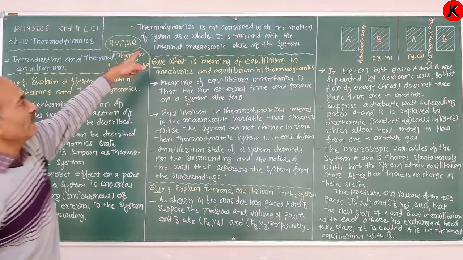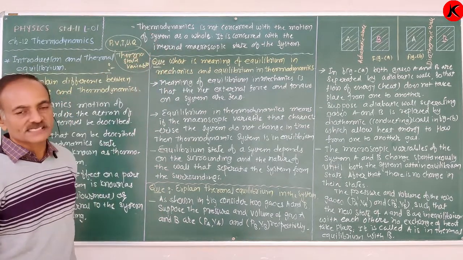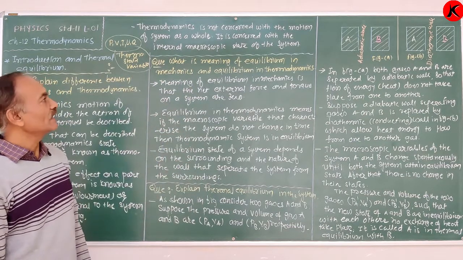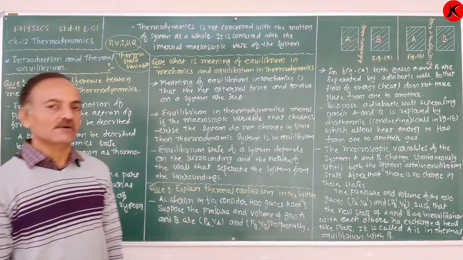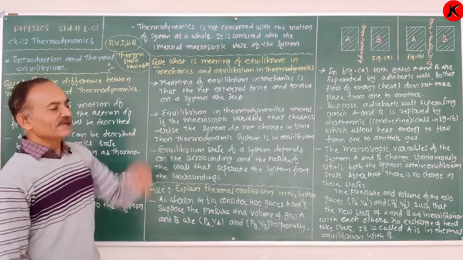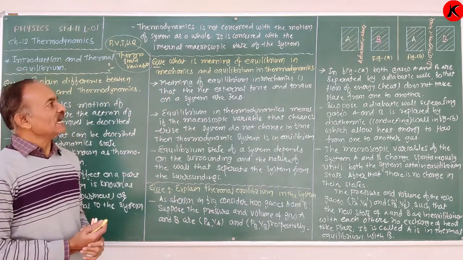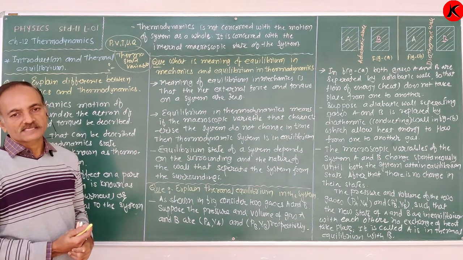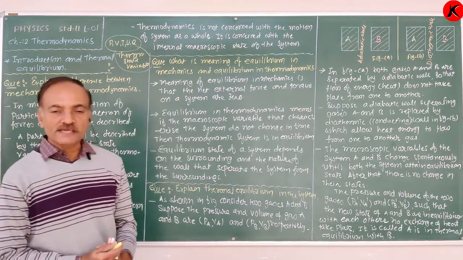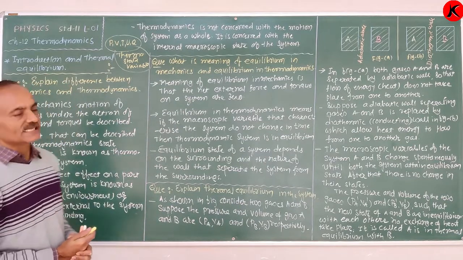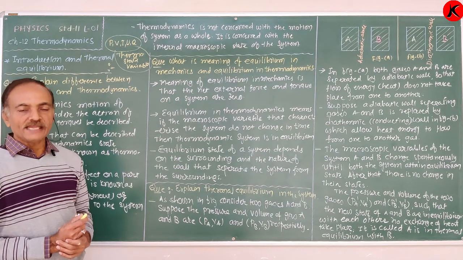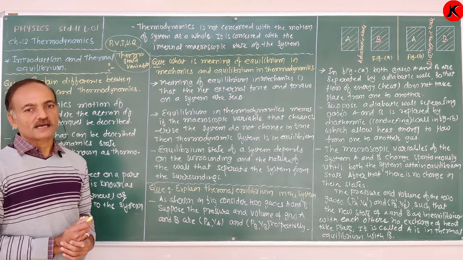Again, thermodynamics is not concerned with the motion of a system as a whole, and it is concerned with the internal macroscopic state of the system. Now, what is the meaning of equilibrium in mechanics and equilibrium in thermodynamics? In mechanics, equilibrium means that the net external force and net external torque are zero.